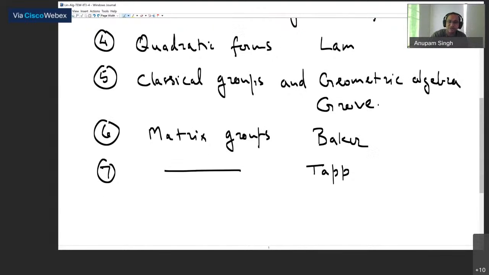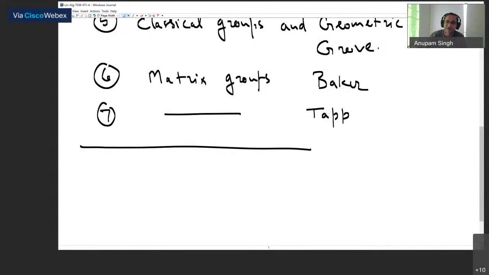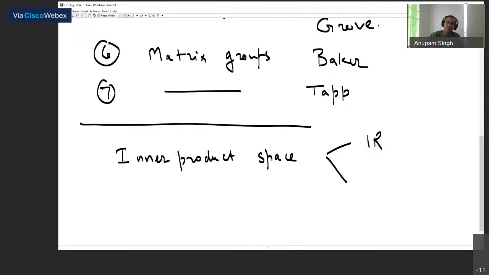Okay, so let's begin with today's lecture. What we have done so far, we defined what we mean by inner product space. And we said that we will be looking at two different inner product spaces, one real and another complex.